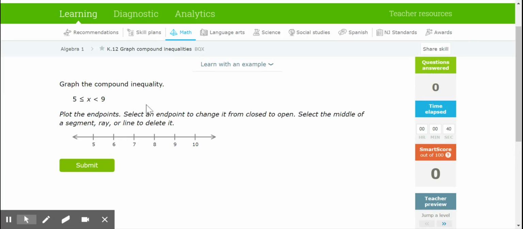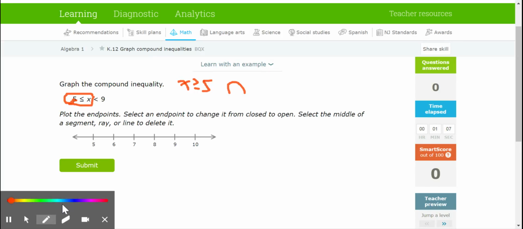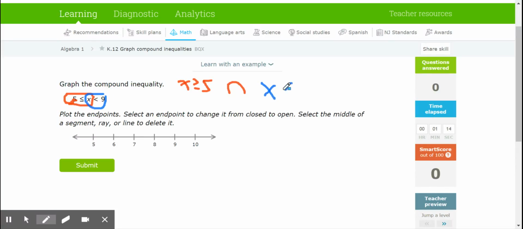So these are two separate inequalities. I'm going to break them apart right now. So here I have 5 is less than or equal to x. I can write that as x is greater than or equal to 5. Over here, I'll use the blue. X is less than 9.